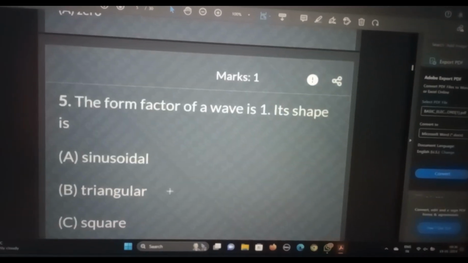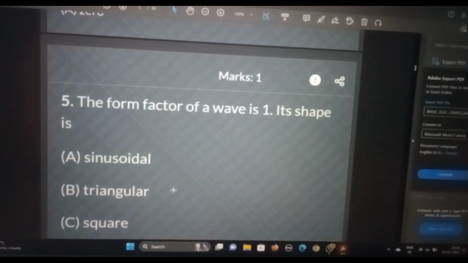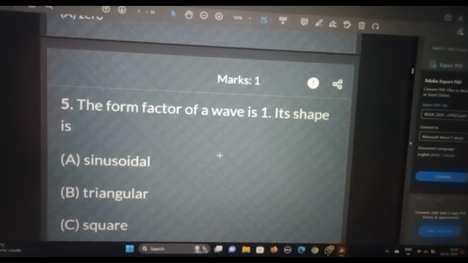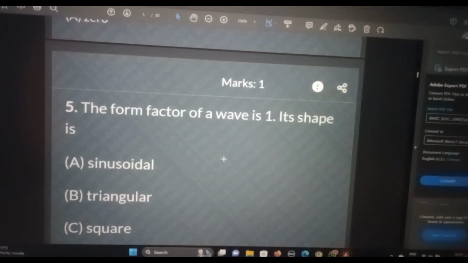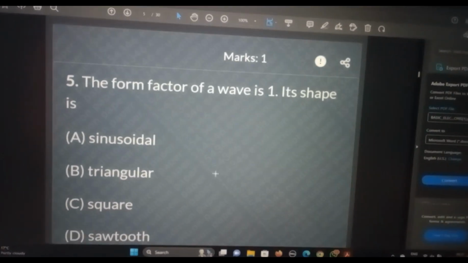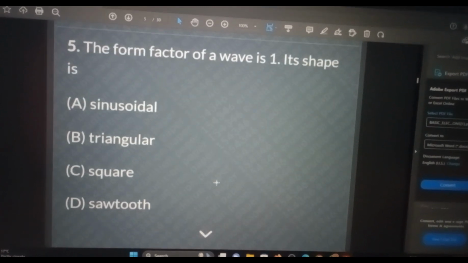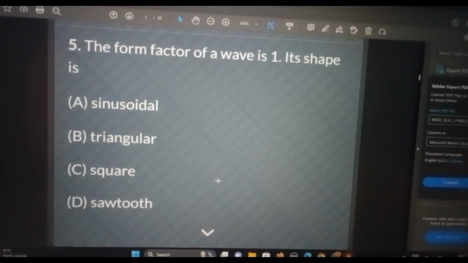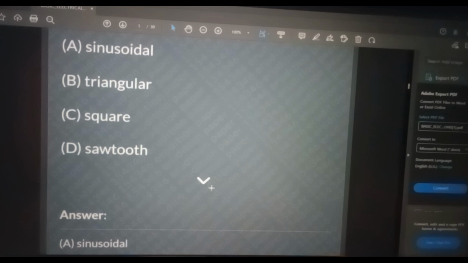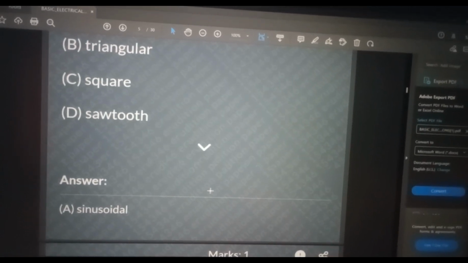Number 5. The form factor of a wave is 1. Its shape is: sinusoidal, triangular, square, option D sawtooth. The answer is option A, sinusoidal.